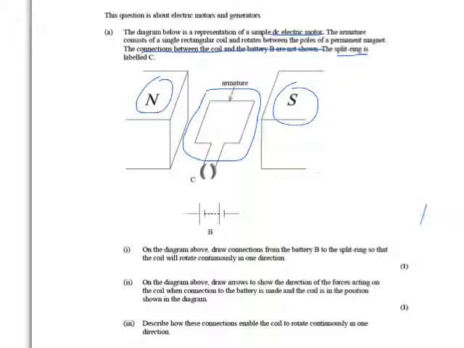And we have something called the split ring. Now the split ring is here, and it's basically a way of disconnecting the whole coil. So you can see there is no connection between there and there. And it's pretty much like the one you made. So what is it asking? On the diagram below, draw connections from the battery B to the split ring so it will rotate continuously in one direction. Now, there is a bit of a trick to this, and luckily you've made it.